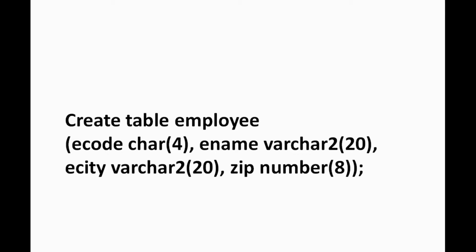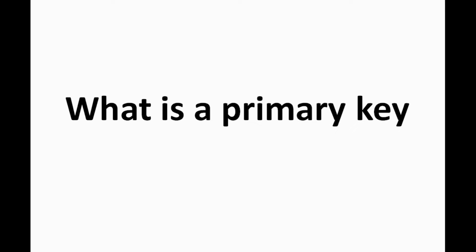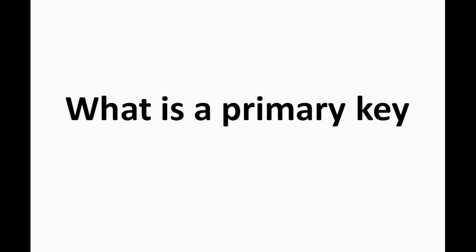Now let us see how to create a table in SQL with a primary key. Before we create a table with a primary key, let us take an idea about primary keys. What is a primary key and why consider a primary key? A primary key is a field in a table which uniquely identifies each row or record in a database table. Primary keys must contain unique values.